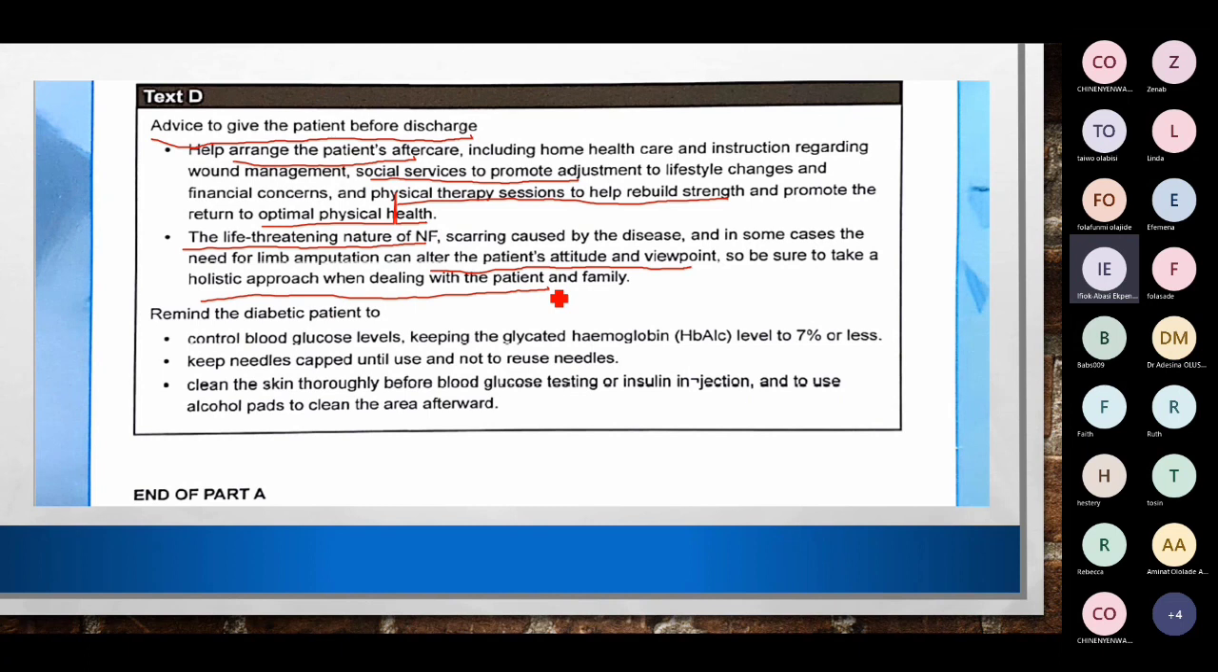I'm good. Now, the next part of this, I can see remind diabetic patients. Can you see this now? They're mentioning diabetic patients. Now, they're linking diabetes with what? Necrotizing fasciitis. Now, I can see control blood glucose levels. I can as well see use and not reuse needles, right?